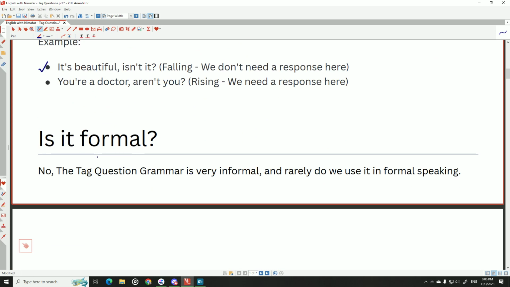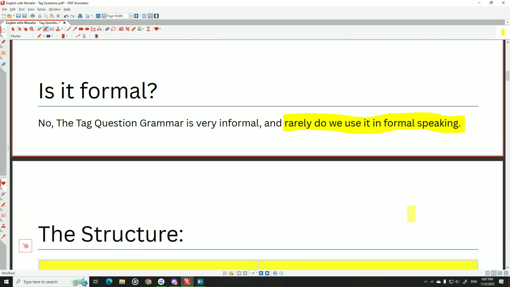But is it formal? Many students think that this grammar topic is formal and they can use it in their job applications, meetings, and so on. But no, this is very informal, not even informal, very informal. And for more emphasis, I use inversion here. And rarely do we use it in formal speaking. I can't say never because maybe it happens, but rarely.